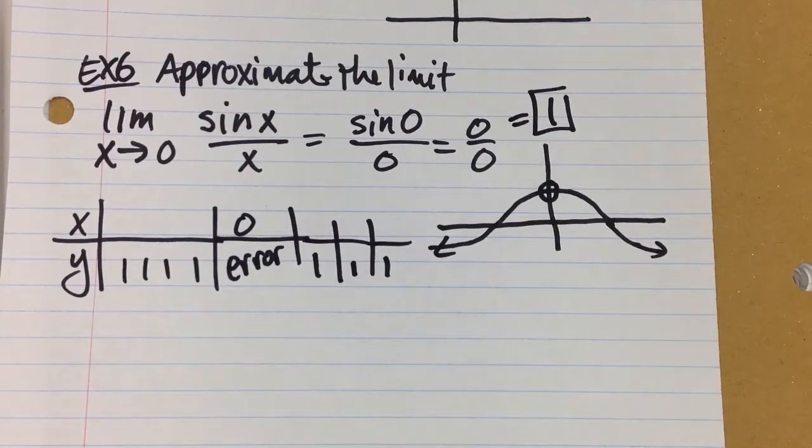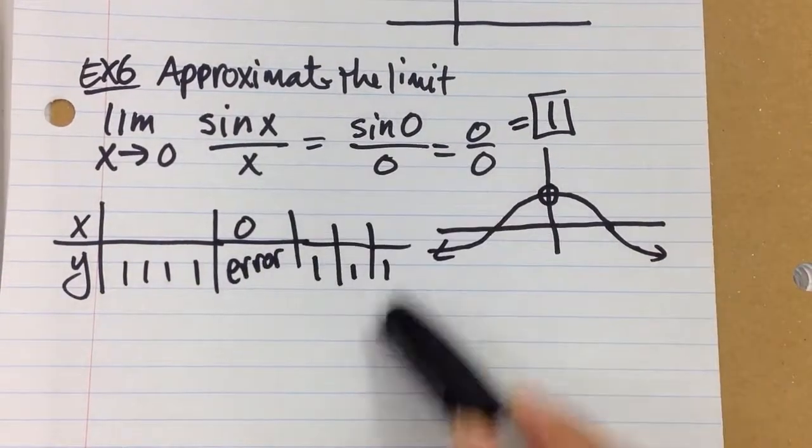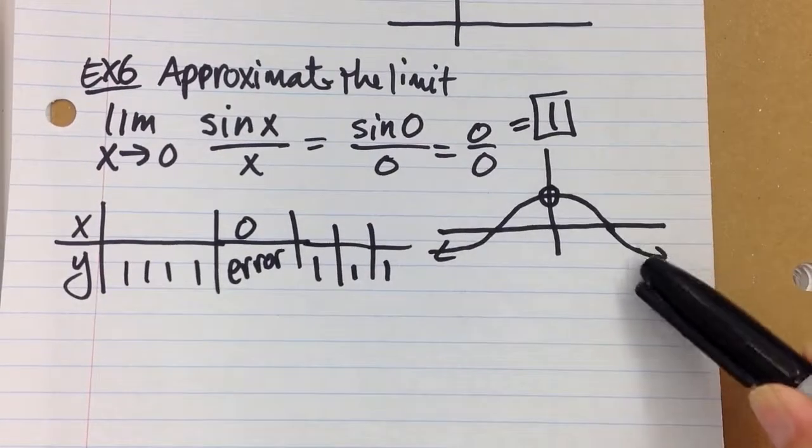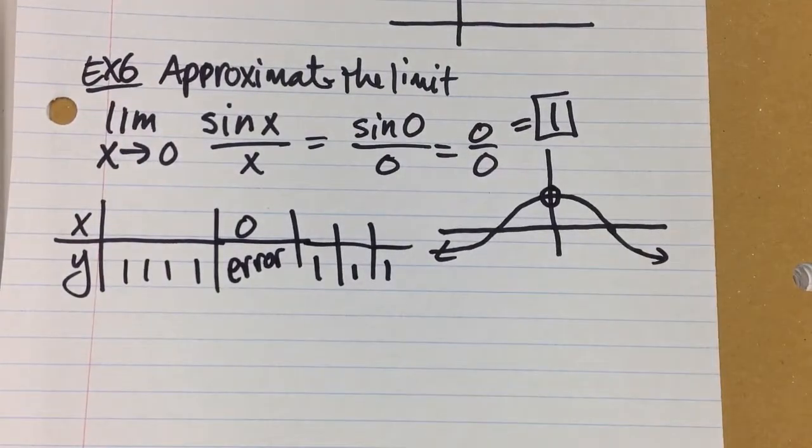So you can get, you know, this isn't oscillating. It's not bouncing up and down like yesterday. We got an oscillating graph. This is just a smooth curve, so there is a limit there.